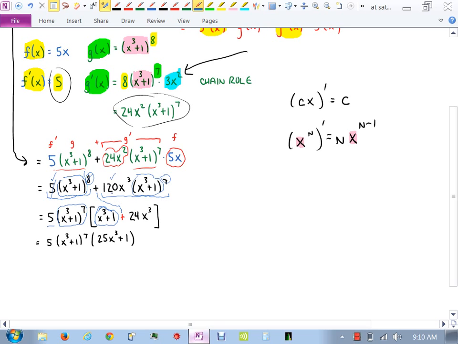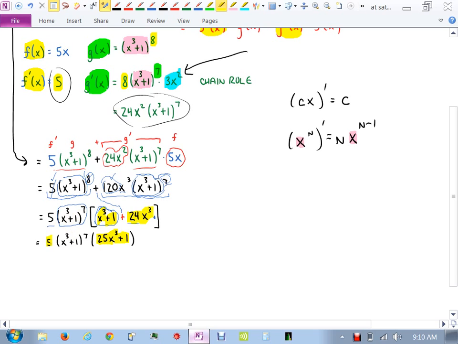Now when I pull 5 away from 120, I'm left with 24. And then the x cubed, I didn't pull out any x's by themselves, so I have to leave the x cubed. And then this x cubed plus 1 to the 7th, I actually pulled out all 7 of those, so I'm not going to put anything over here. And then we put the x cubed here, I'll highlight it. The x cubed here plus 24x cubed is 25x cubed. Then I've got my plus 1 there.